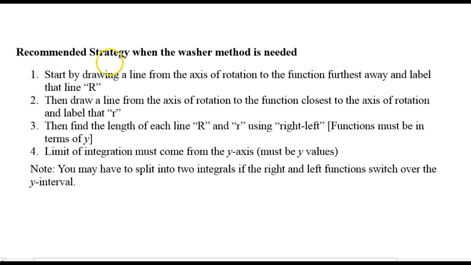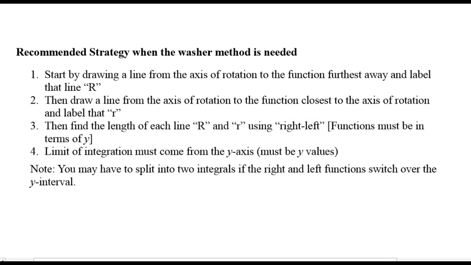So now the recommended strategy for when the washer method is needed. First, we start by drawing a line from the axis of rotation to the function furthest away and label that line big R. Then, draw a line from the axis of rotation to the function closest to the axis of rotation and label that little r. So big R means big radius, little r means little radius. This should look familiar. Then the third step: find the length of each line, big R and little r, using right minus left.